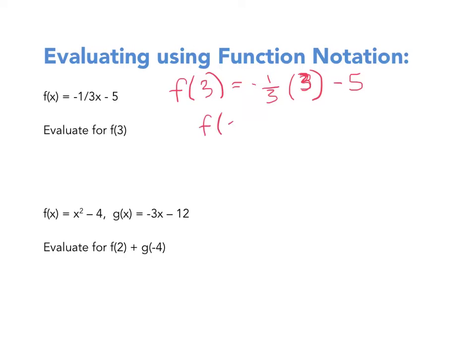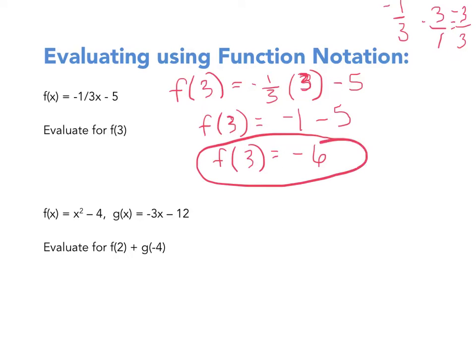So f of 3 equals negative 1/3 times 3 is negative 3/3, or negative 1, minus 5. So f of 3 equals negative 6. And that's how you would answer your question.